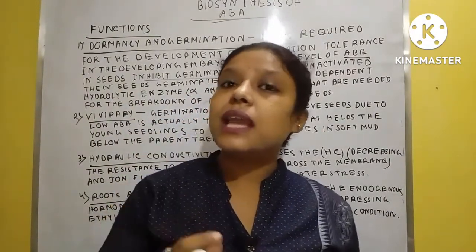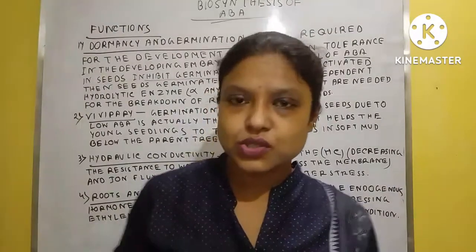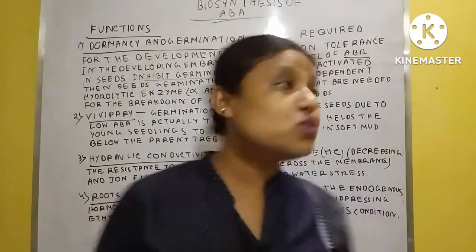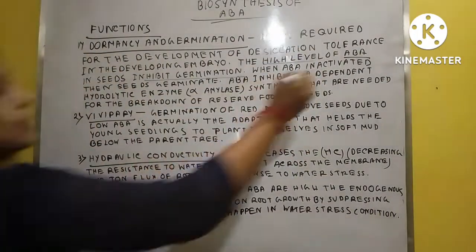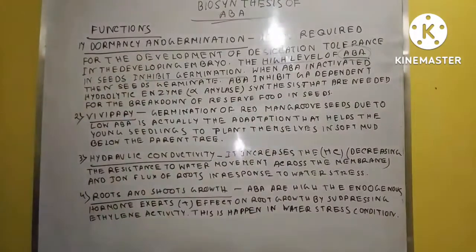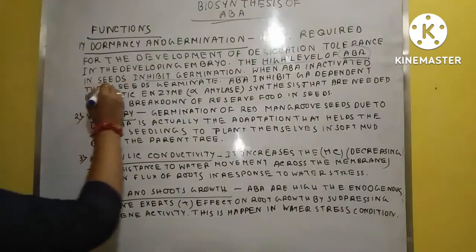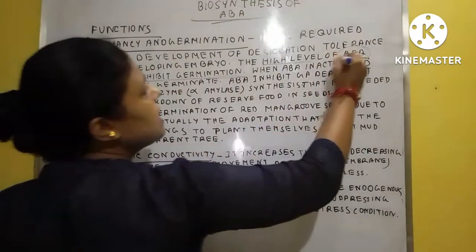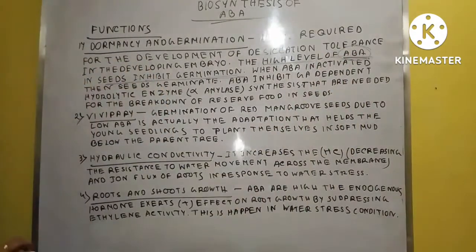As such, they don't get the favorable condition, so they remain in the dormant situation. This is possible due to the presence of ABA hormone. When the ABA hormone level is high, the seeds inhibit germination. The germination of the seed is totally inhibited by ABA when the level is very high. But when the ABA hormone level is low, the seeds become germinated.